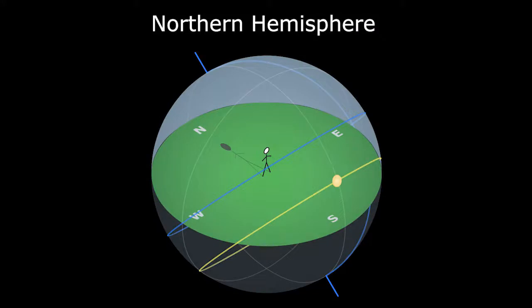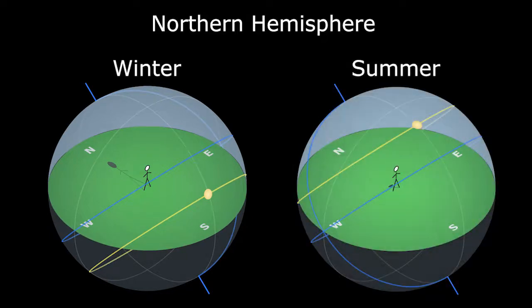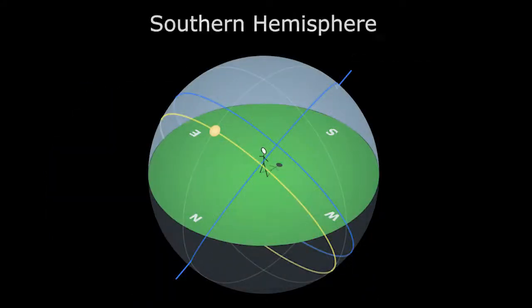As a review, the sun goes from east to west daily. In the northern hemisphere, the sun is in the southern part of the sky. In the winter, the sun is lower in the sky, and in the summer, the sun is higher in the sky. In the southern hemisphere, everything is opposite, with the sun being in the northern part of the sky.